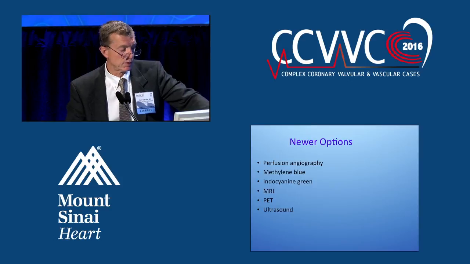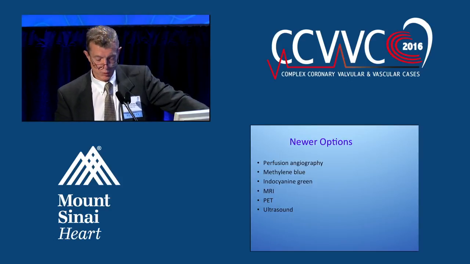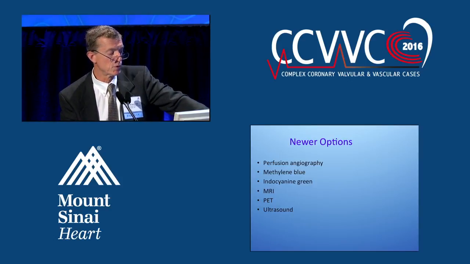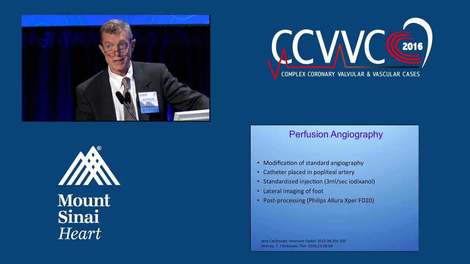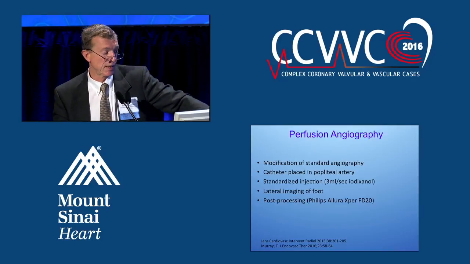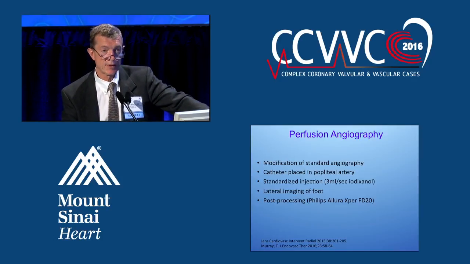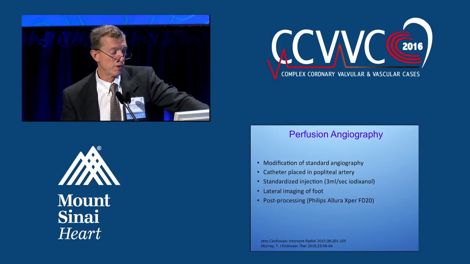Now I'd like to talk in the final minutes about a number of newer options that are available: perfusion angiography, methylene blue, and some of the other newer options. Perfusion angiography is essentially a modification of standard angiography. A catheter is placed in the popliteal artery and then an injection performed at 3 ml per second, typically for 3 seconds. And then there is lateral imaging of the foot and Phillips analysis of the outcome.